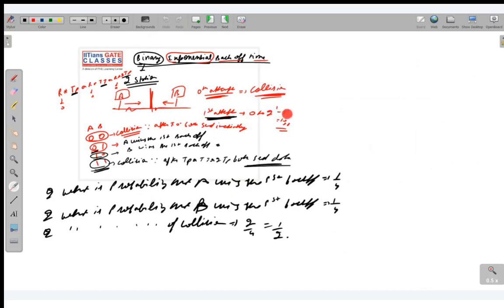It will be 0 and 1 only. Random number will be either 0 or 1. So I have given you all the possibilities for A and B. When 0 0 or 1 1, collision. 0 1 means A wins the first back off, 1 0 means B wins the first back off. So like this we have solved the question, and I have extended this same question now.